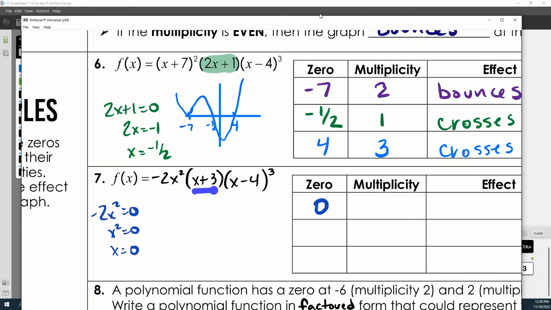All right, then for this next one, where you have x plus 3, what do you guys think for the 0? Good. And then minus 4. Go ahead.